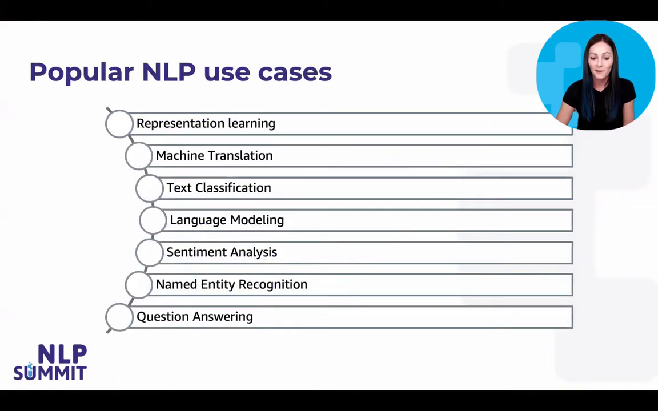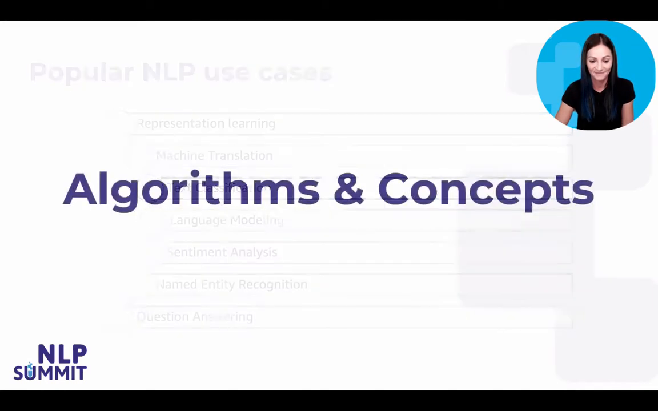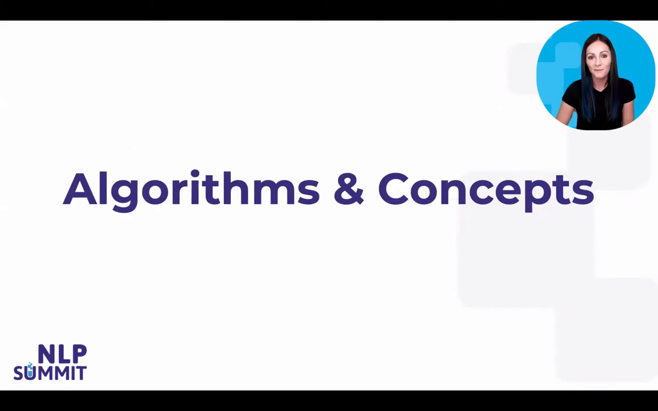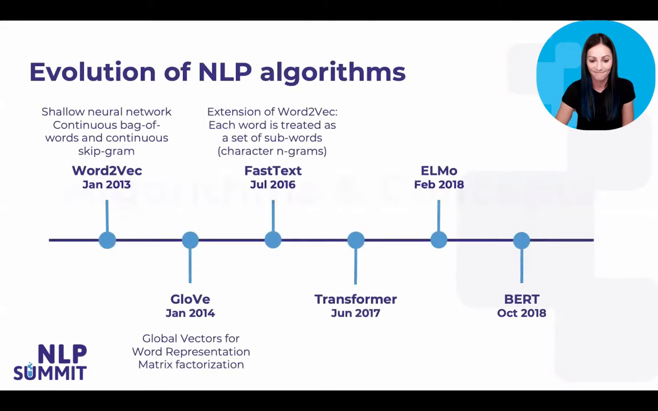So a couple of popular NLP use cases, and probably you heard of them already: representation learning, machine translation, text classification, language modeling, sentiment analysis, named entity recognition, or question answering. And we will also see some examples here in a bit. All right, that was a very brief introduction to NLP. And let's move on to the algorithms and concepts.